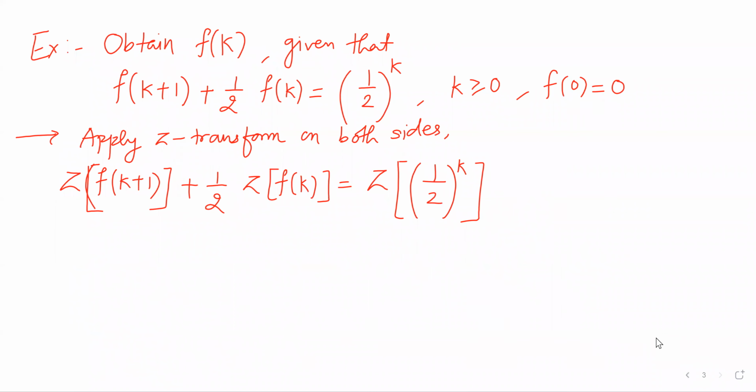So we'll start with this. We'll write down the formula here. So it is what? z F of z minus z times f of 0. Correct? This is the answer for the first one.